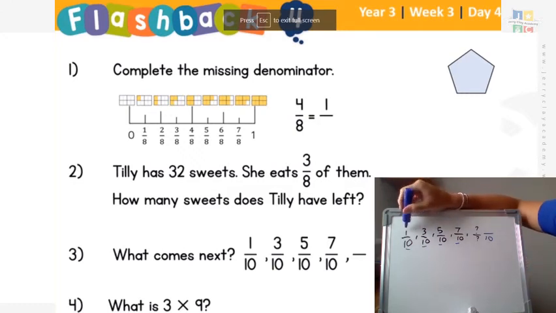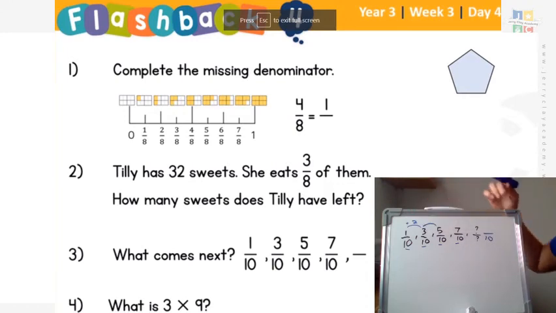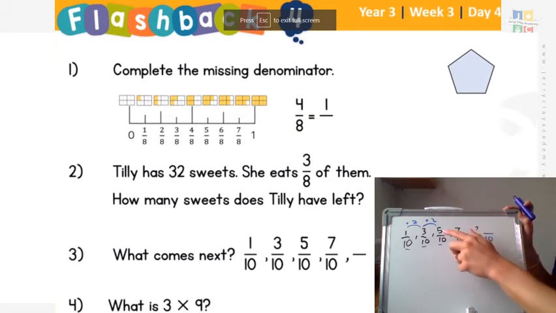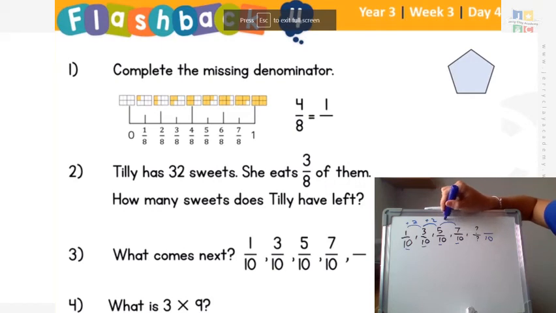If I have a look, how many numbers are there between 1 and 3? 1, 2, 3, there are 2 numbers. How many numbers are there between 3 and 5? 3, 4, 5, there are 2 numbers. Let's check it for this one. How many numbers are between 5 and 7? 5, 6, 7. Again, there are 2 numbers.